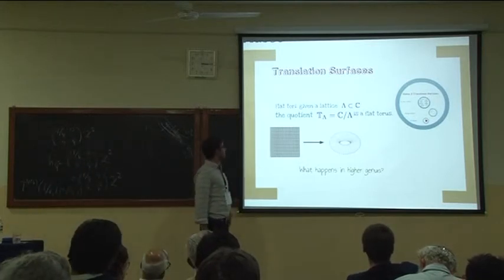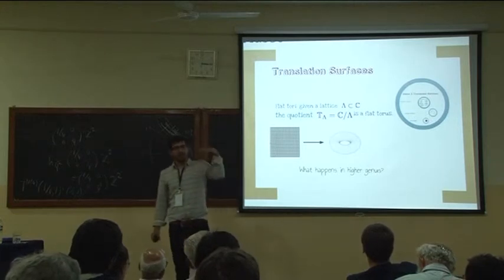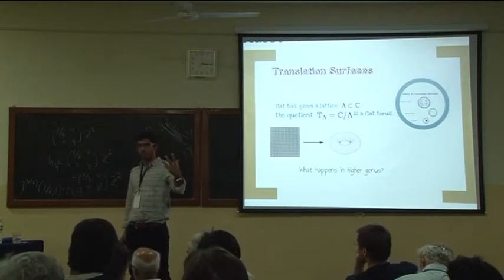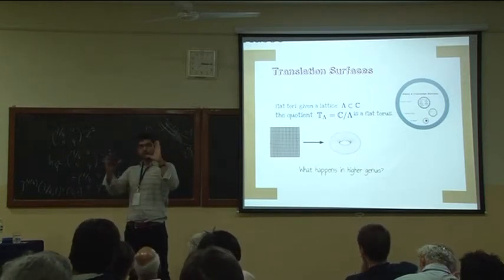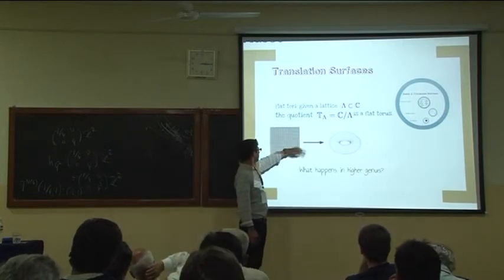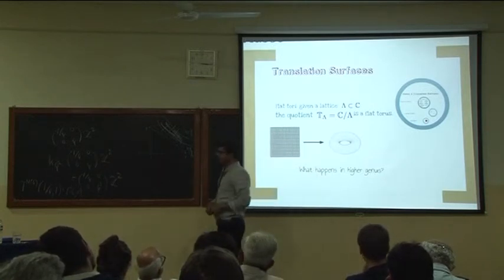So in particular, here's a picture. And notice when we're quotienting out, we're really quotienting out by the group acting on itself by translation, by this lattice lambda acting on C by translation. So what we're doing is we're taking the square and we're gluing the left to the right by translation, the top to the bottom by translation, to get this.